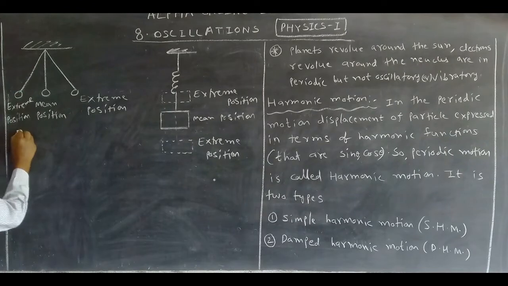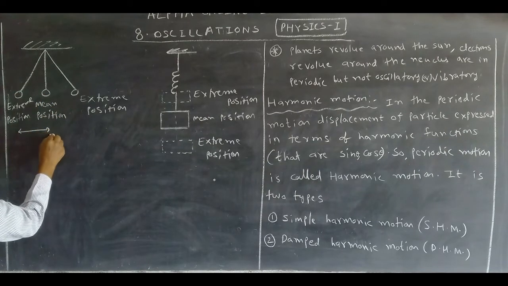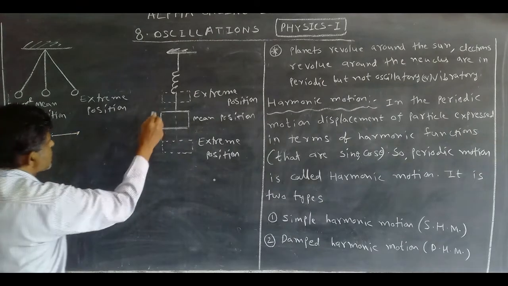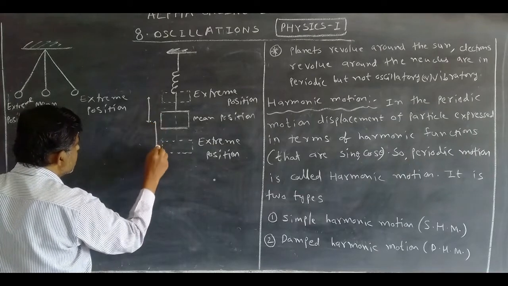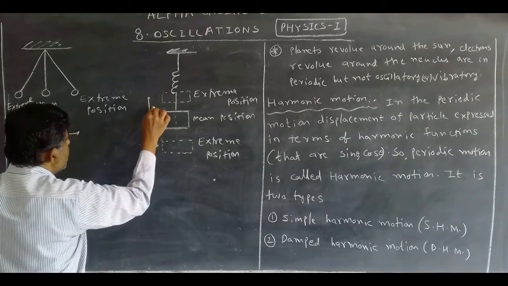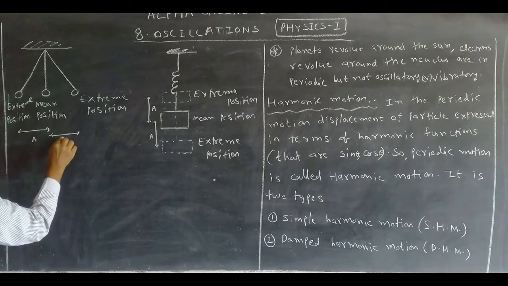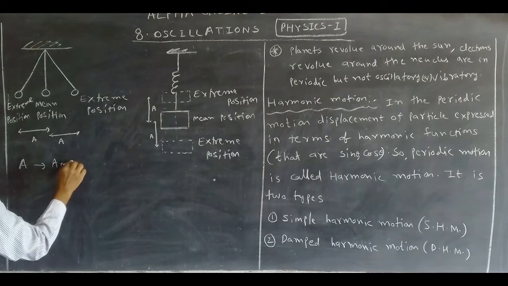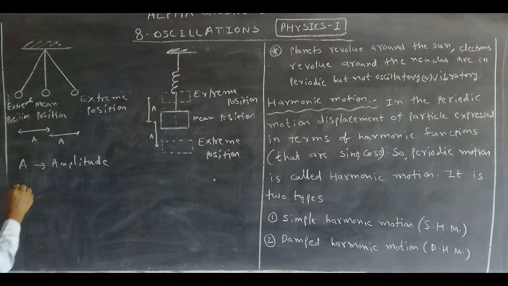Now, the distance from here to here, or here to here, or the distance from here to here and here to here, the middle of that, is called A. What is A? Amplitude.